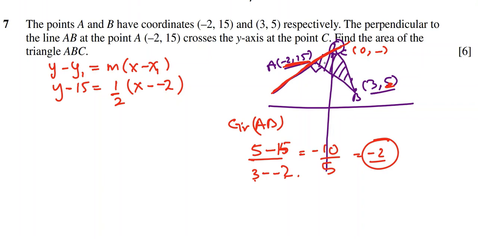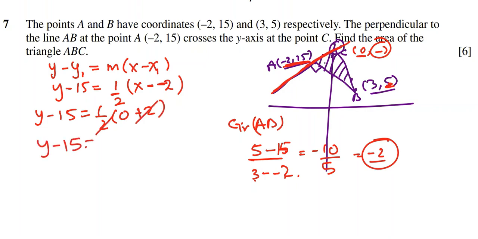I don't have to simplify this because my aim was to find the y coordinate, and we know the x coordinate is 0 here, so let's put x equal to 0. So y minus 15 equals half times 0 minus minus 2. Minus minus will make it plus, and the 2 and 2 cancel out. So y minus 15 equals 1, and y becomes 1 plus 15, which is 16. That means the y coordinate of C is 16.